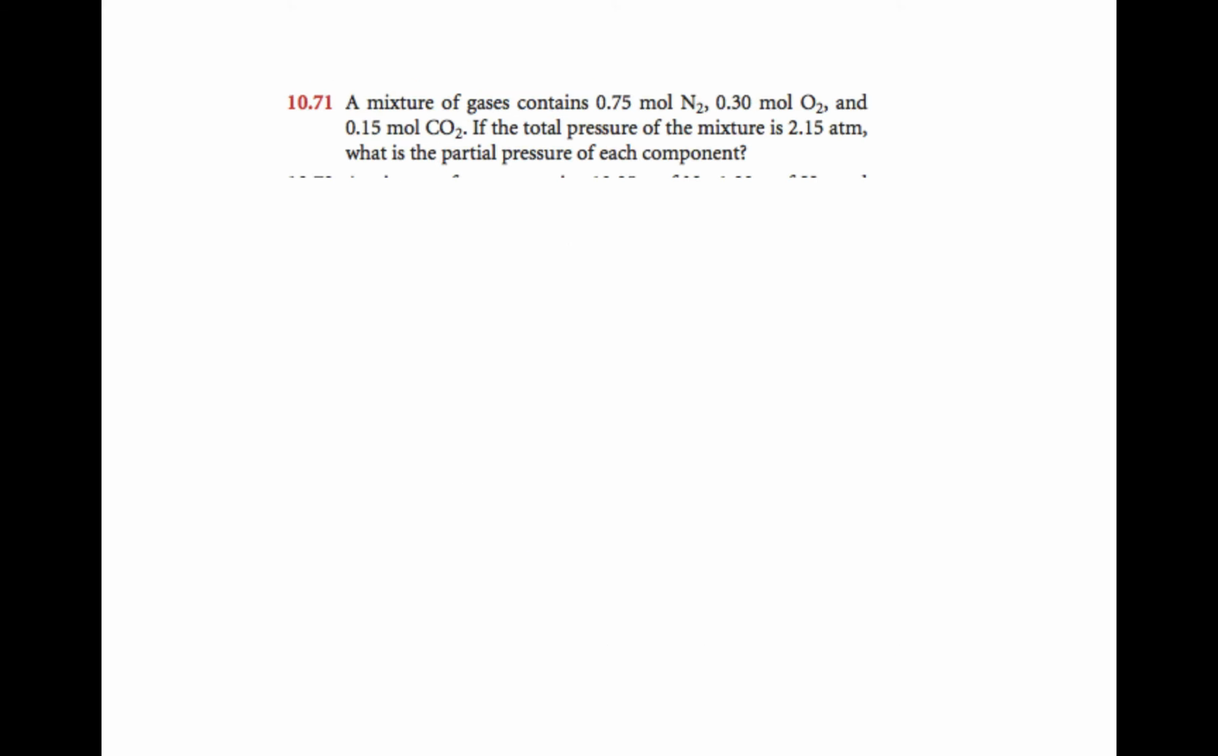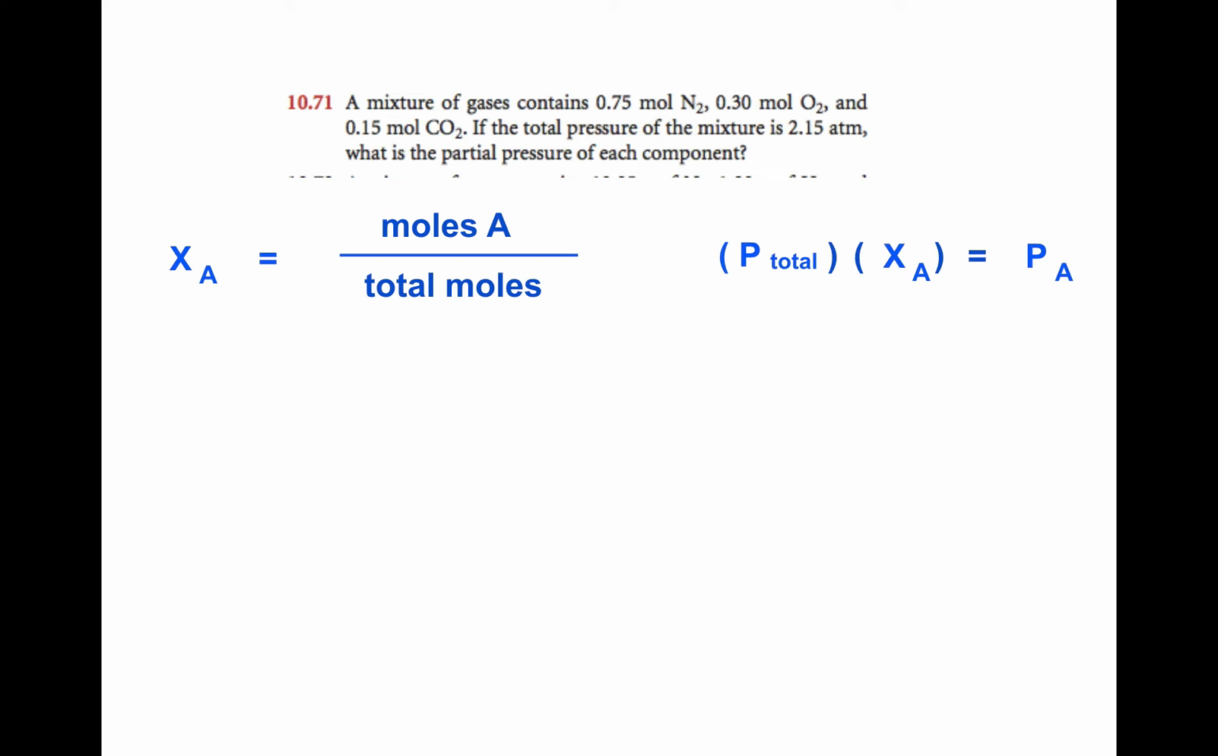A mixture of gases contains 0.75 moles of nitrogen, 0.3 moles of oxygen, and 0.15 moles of CO2. If the total pressure of the mixture is 2.15 atmospheres, what is the partial pressure of each component? So what I need to do in order to figure out the partial pressure of each component is figure out what fraction each of these components represents. Mole fraction is defined as moles divided by total moles in the mixture. If I know the mole fraction, I can multiply it by the total pressure. The fraction times the total will give me the partial pressure that each one exerts.